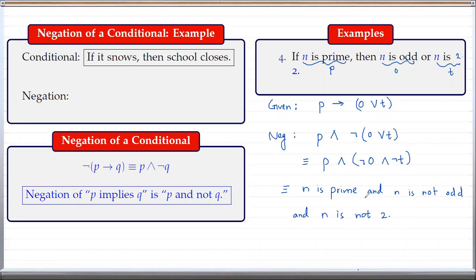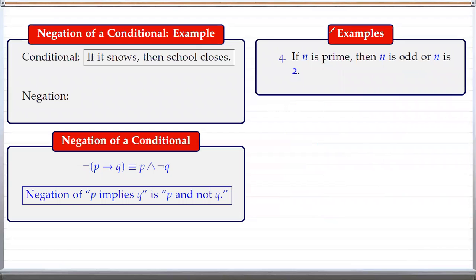Now in English, we don't like writing two ands like this. So instead of this one, I can just use comma. So n is prime, n is not odd, and n is not 2. This is the negation of the given statement. Let's look at the next example now.